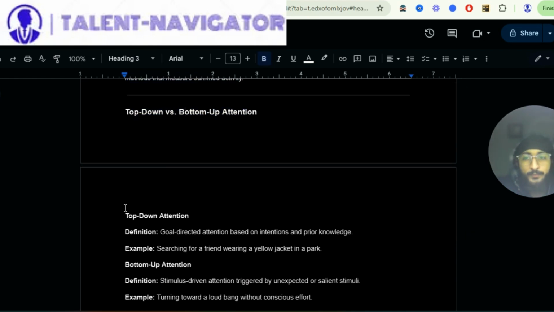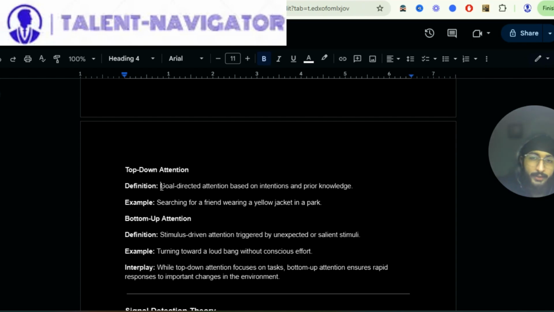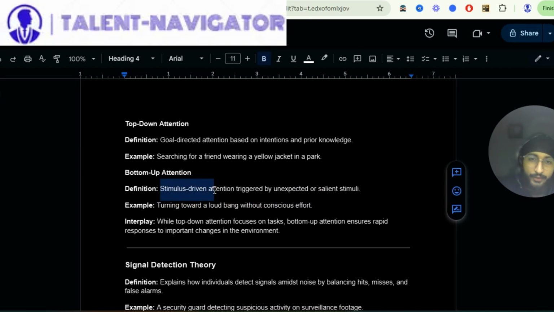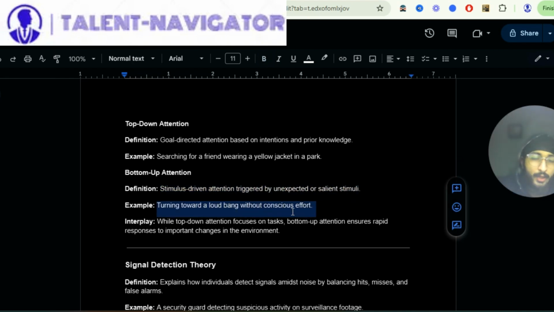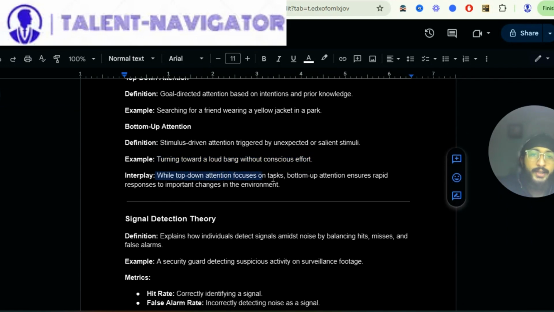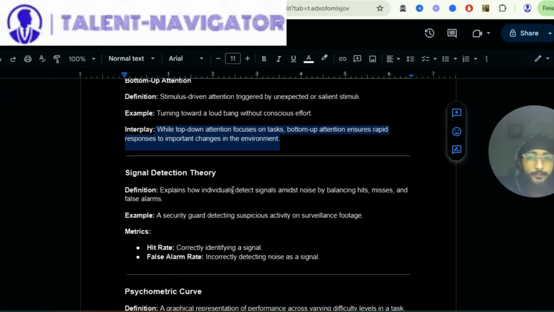Top-down versus bottom-up attention. Top-down attention is goal-directed attention based on intentions and prior knowledge. Example: searching for a friend wearing a yellow jacket in a park. Bottom-up attention is basically stimulus-driven attention triggered by unexpected or salient stimuli. Example: turning towards a loud bang without conscious effort. Interplay: while top-down attention focuses on tasks, bottom-up attention ensures rapid responses to important changes in the environment.